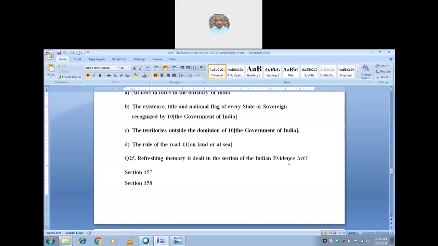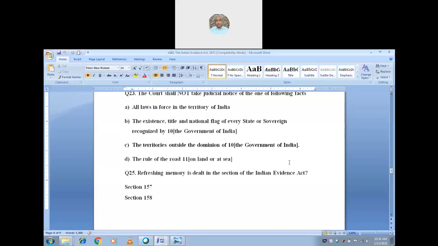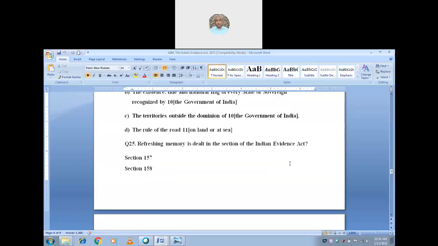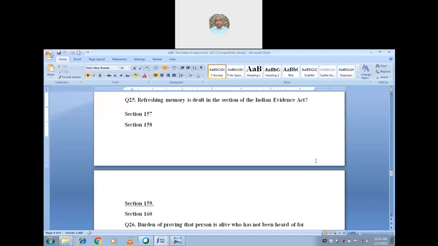Okay, let us see that. Refreshing memory. Of course, the subsidiary question is under which section it will be taken into consideration. Then the next question: refreshing memory is dealt with in which section of the Indian Evidence Act? First, tell me what is meant by refreshing memory. Can anyone unmute and give me the answer?